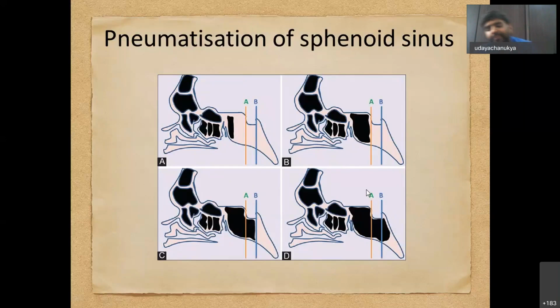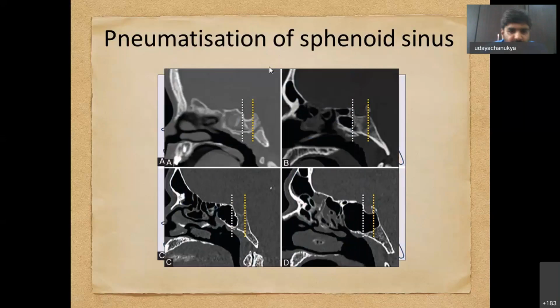Just showing you a CT scan of the various pneumatizations because we can understand it in a better manner. This is the sella. No pneumatization is conchal. Limited is presellar. Into the sella or below the sella is sellar, and completely behind the sella is complete sellar pneumatization. Most common is the sellar pneumatization, around 85 to 90% of the cases.